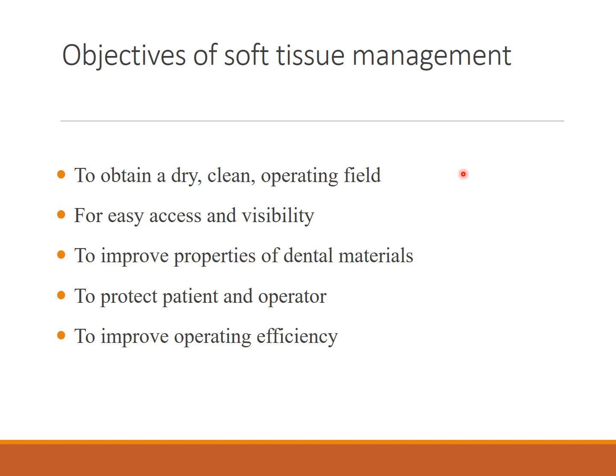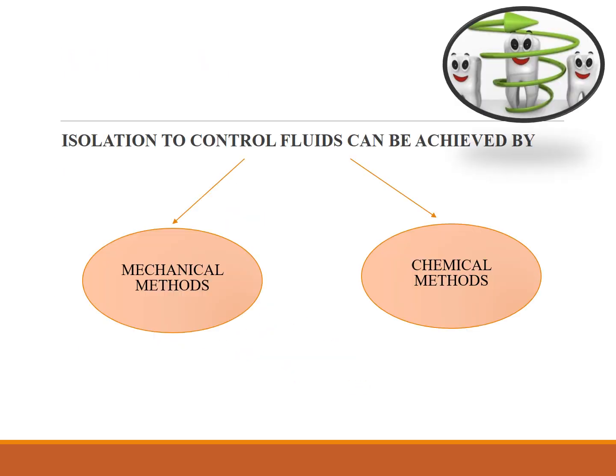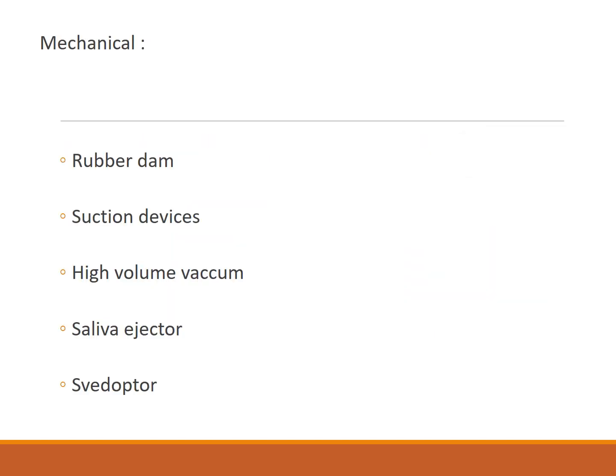First of all, coming to the objectives of soft tissue management. It is to obtain a dry, clean operating field, for easy access and visibility, to improve properties of dental materials, to protect patient and operator, and also to improve operating efficiency. There are two basic ways you isolate. The isolation control is done of fluids. That is a mechanical method and a chemical method. In mechanical method, there's rubber dam, suction tips, high volume vacuum, saliva ejector, and slab doper.